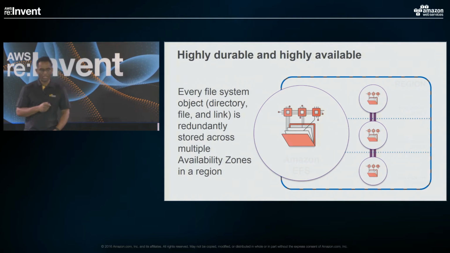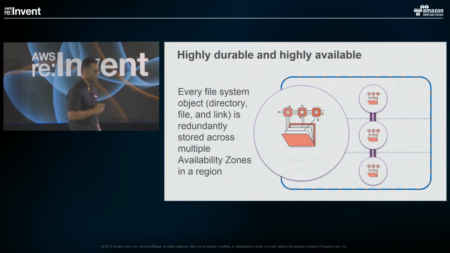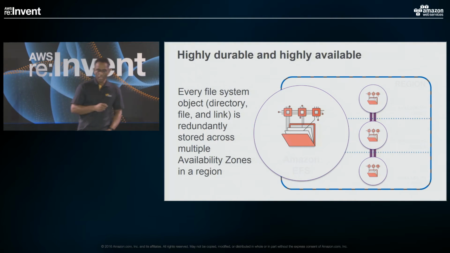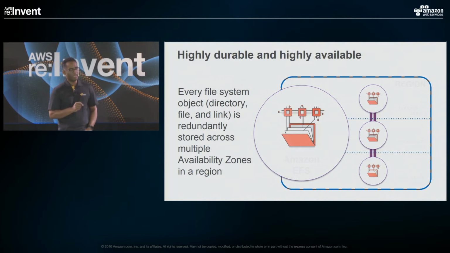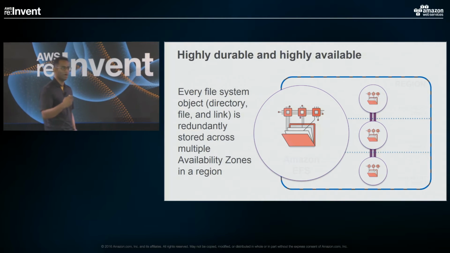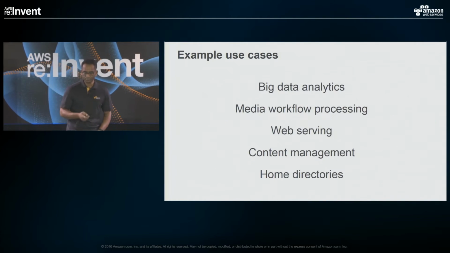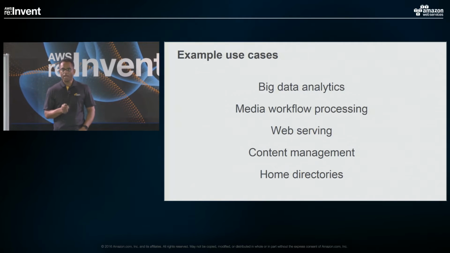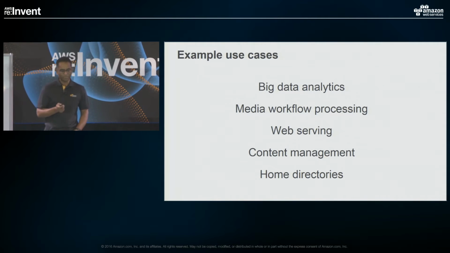So this is just an example of how EFS durability and availability work. Whenever you write a file to EFS, the data in that file is redundantly stored across multiple availability zones. So what this means is that if there's a service interruption in one availability zone, your applications will continue to work because EFS will be available from other availability zones. So there's a wide array of different applications that can work with EFS.